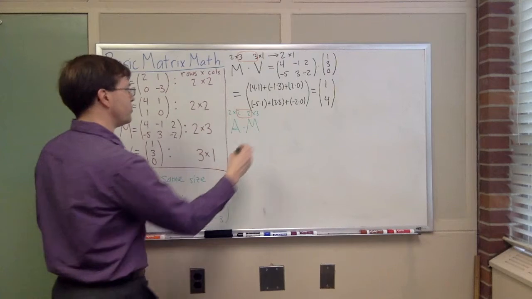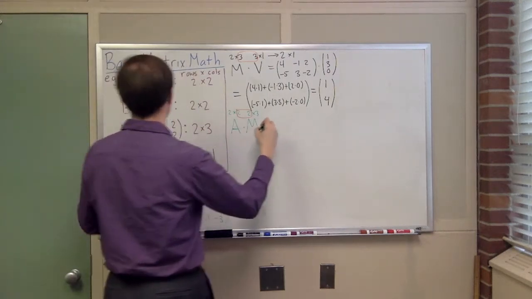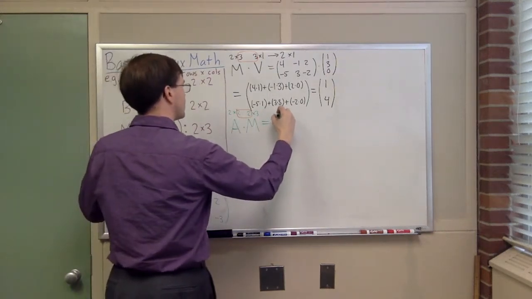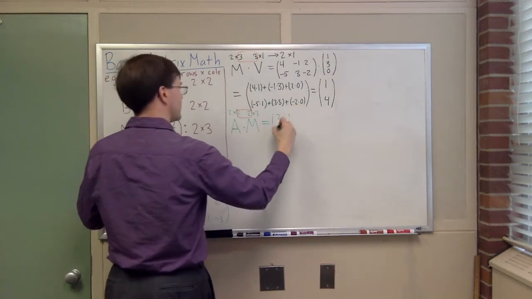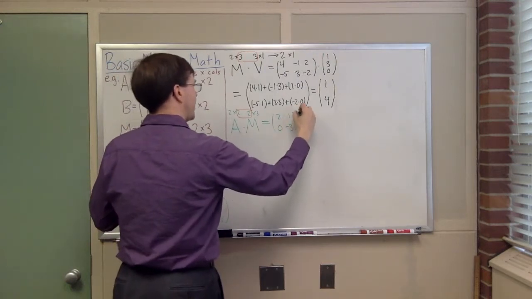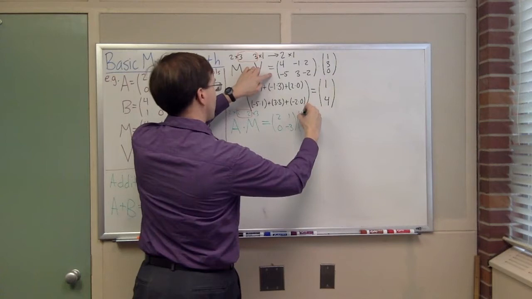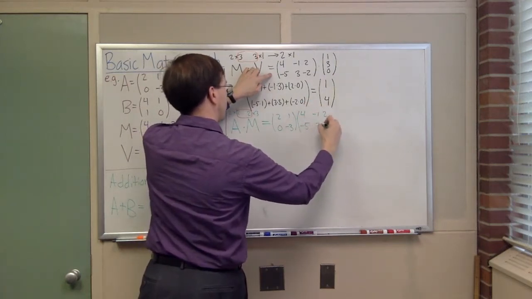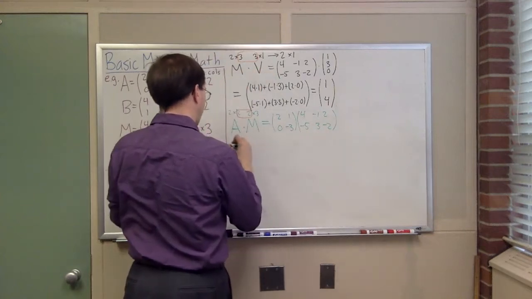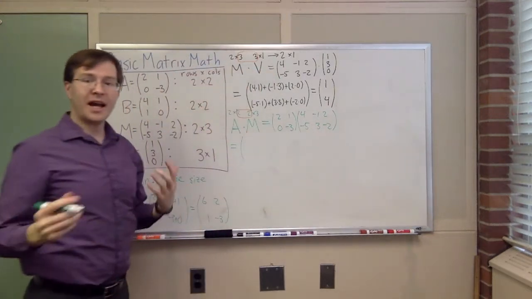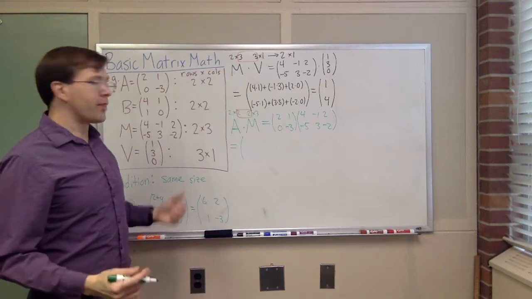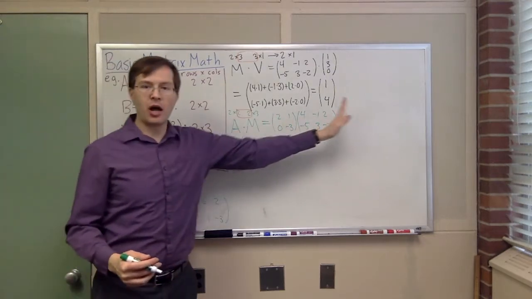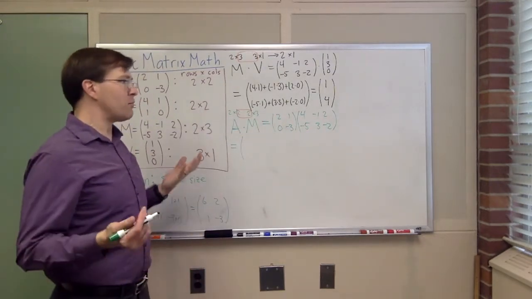I guess I should write out the two matrices just so I have them right here in front of me. A is 2, 1, 0, minus 3, and M, again, is 4, minus 1, 2, minus 5, 3, minus 2. And what do I get from this? I'm going to put it together. Again, what I do, I go one by one through the rows of the first one and one by one through the columns of the second one, and I multiply pairs.